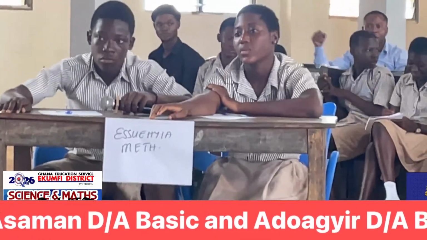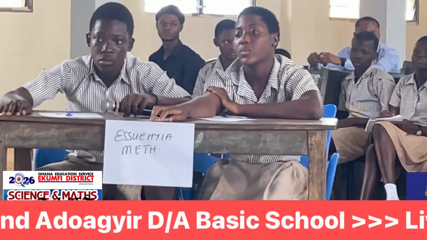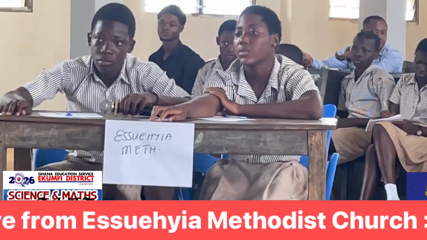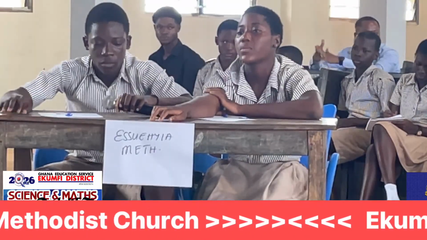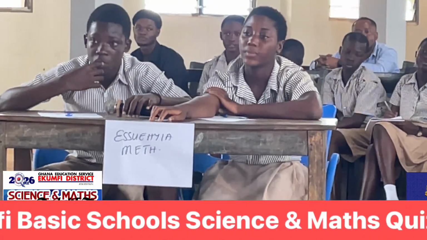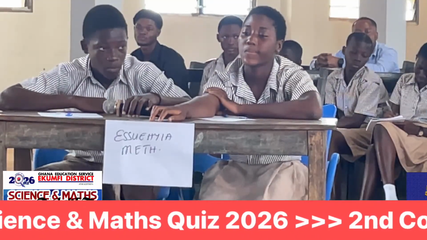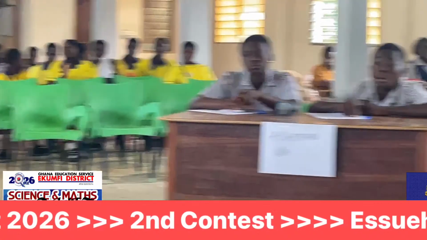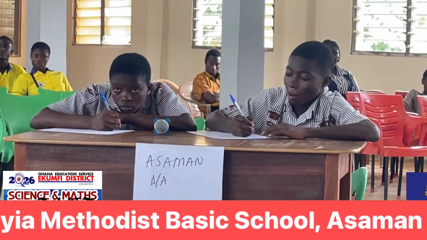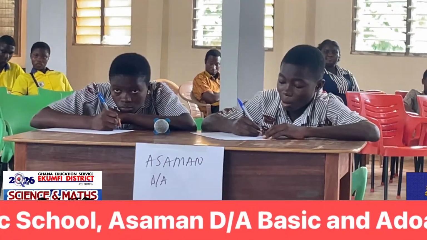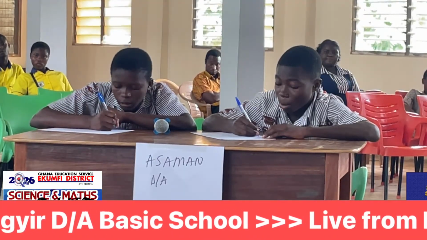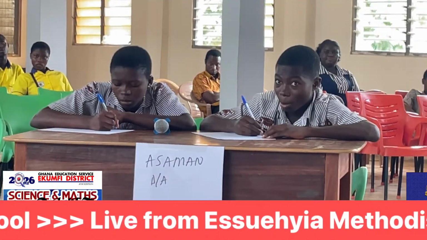What process uses sunlight to convert carbon dioxide and water into glucose and oxygen? That is correct. The third round of questions. Asama, you might want to take your pen because it's calculation. What is the result of multiplying a person's debt of 50 cedis by 3, representing debt as a negative integer?